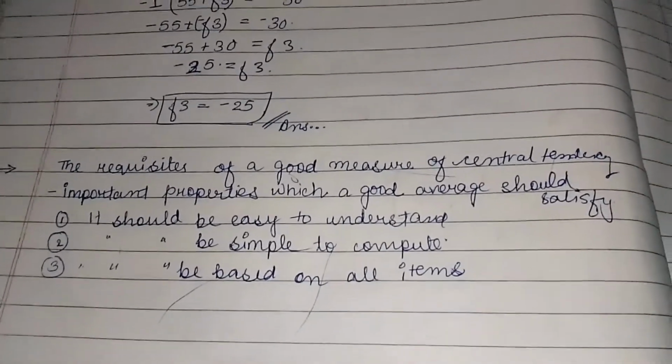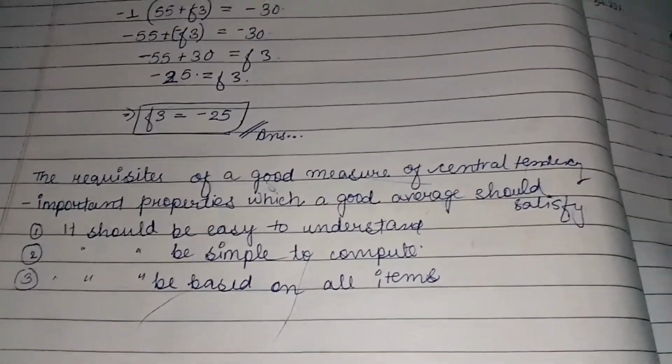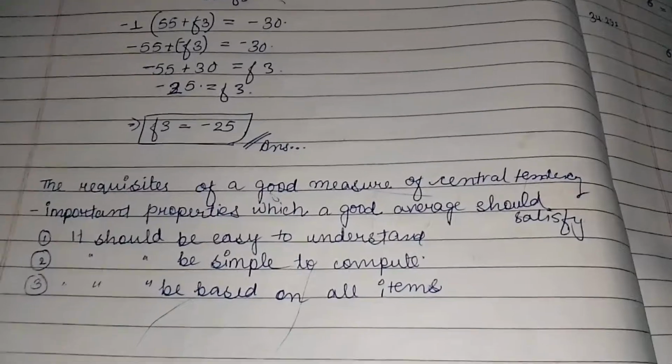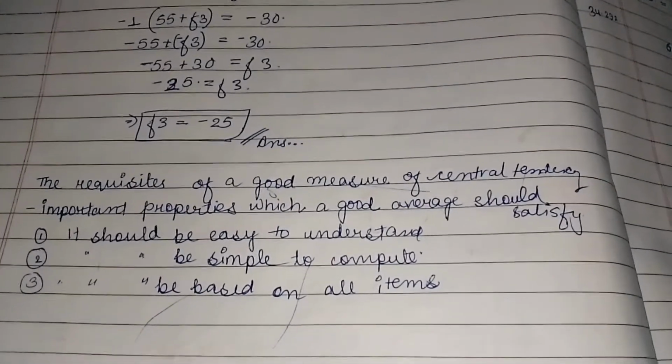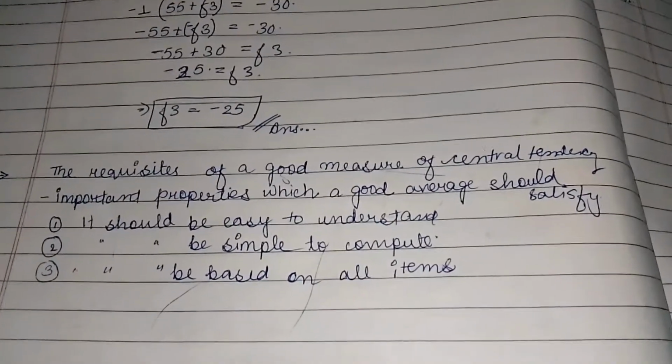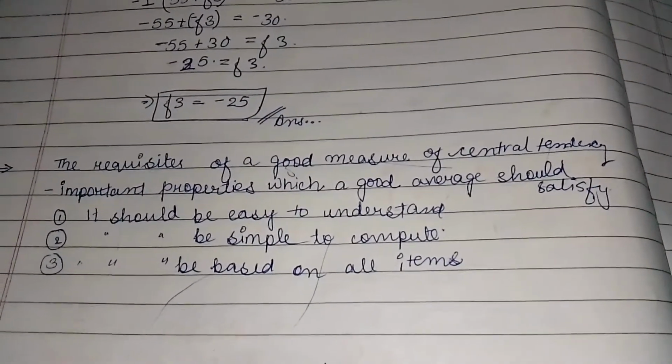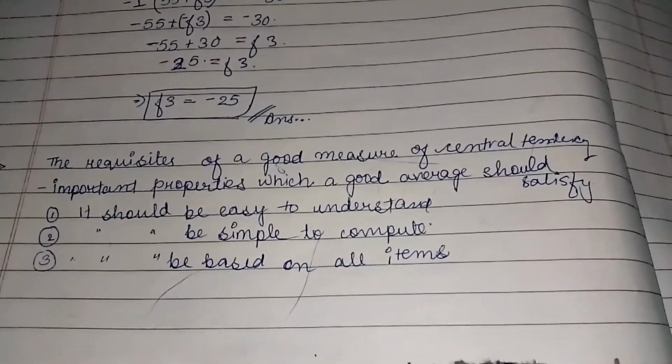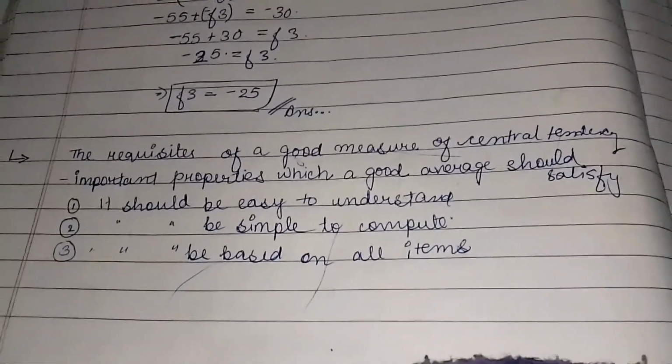The requisites of a good measure of central tendency: important properties which a good average should satisfy. It should be easy to understand. It should be simple to compute. It should be based on all items.